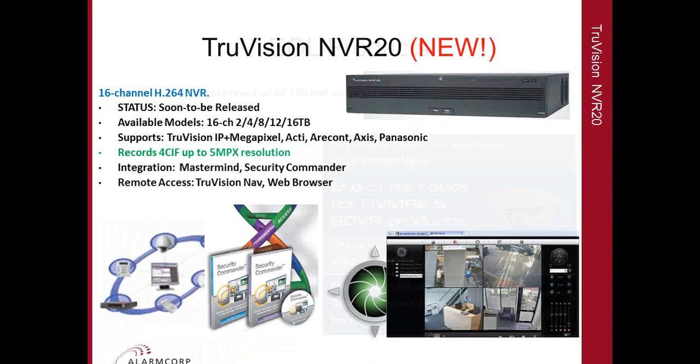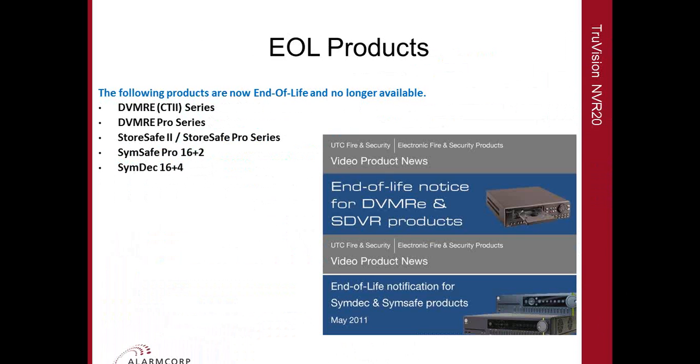Now we move over to the end-of-life products. The end-of-life notices were sent out earlier this year in March for the DVMRE and DVMRE Pro / StoreSafe series, and in May for the SimSafe and SimDeck products. So those products are now end-of-life. They are no longer available. Obviously, if the products are in need of repair, they can be repaired by UTC. However, they are no longer shipping. And it's worth starting to think about any legacy sites with regards to a potential upgrade path, migration path for the future.